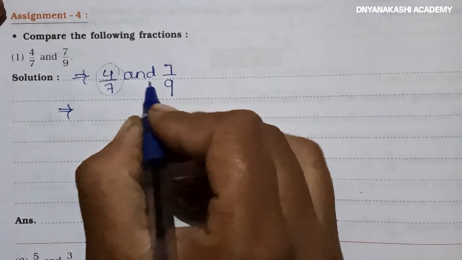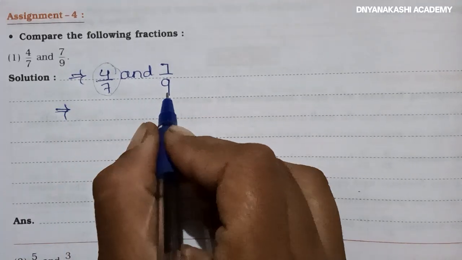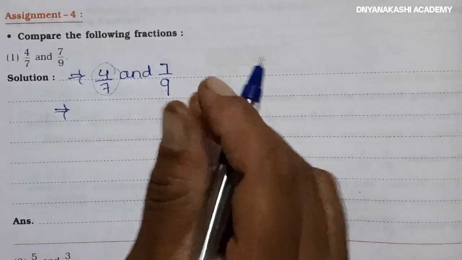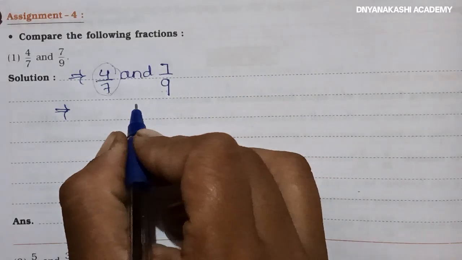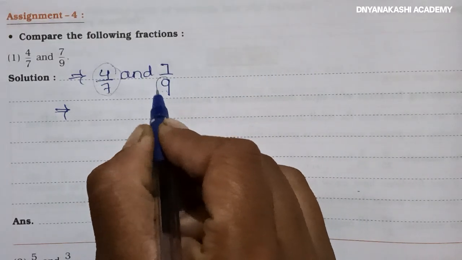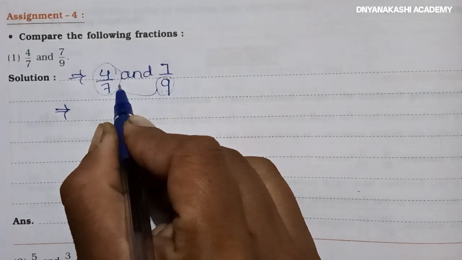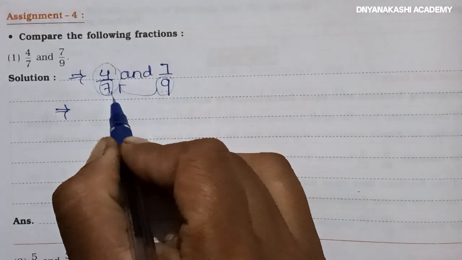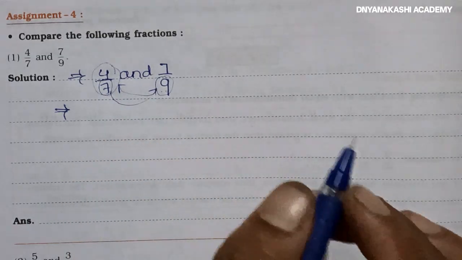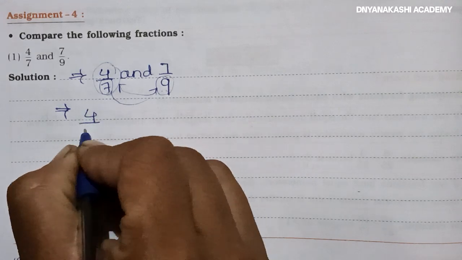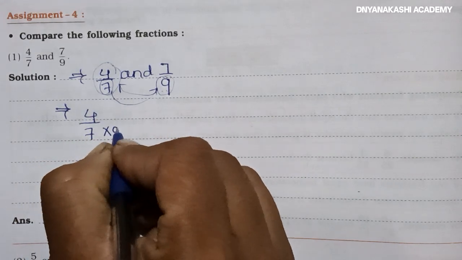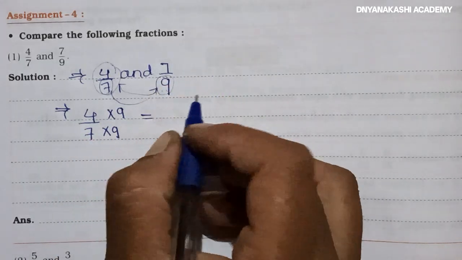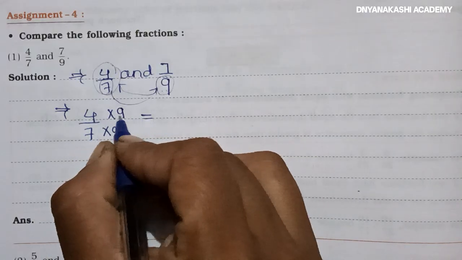Here 7, here 9. These two numbers are prime numbers. These two numbers are not in the same table, so we convert them into like fractions. The denominator of the second fraction is multiplied with the first fraction, and this 7 is multiplied with the second fraction. For 4 by 7, I multiply with 9 on both sides, because this is a common multiple.